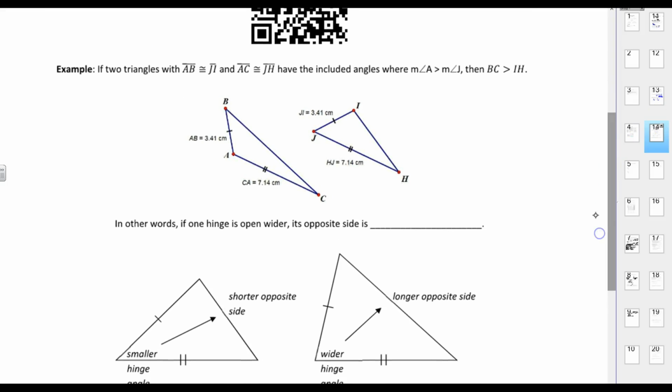So for example here, with two triangles, I've got AB is congruent to GI and AC is congruent to GH. Notice you have to be given that those sides are congruent. I can draw a conclusion where measure of angle A is greater than measure of angle J. Clearly A is obtuse, J is acute. That means that their opposite parts are going to have a relationship. BC must be greater than IH. In other words, if a hinge opens wider, its opposite side is actually longer.